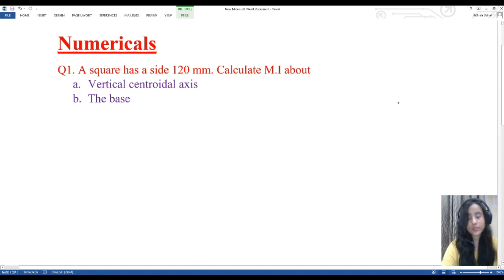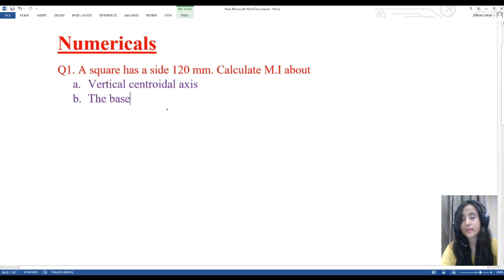Now let us do some simple numericals. Let us read the question. It says a square has a side 120 mm. Calculate moment of inertia about A. Vertical centroidal axis, B. the base.